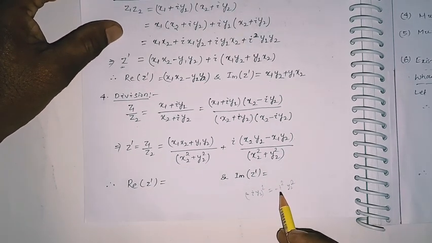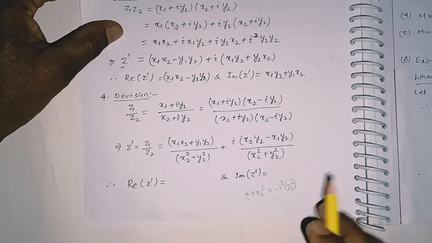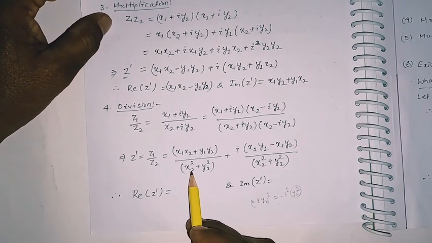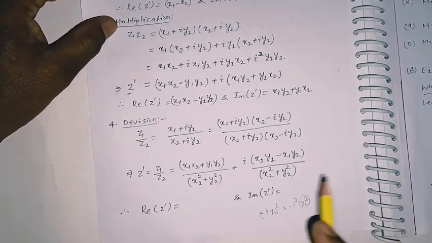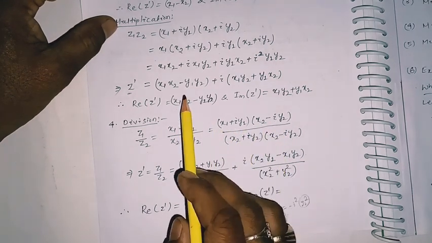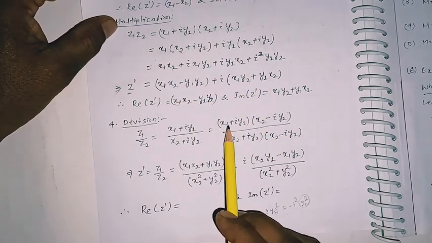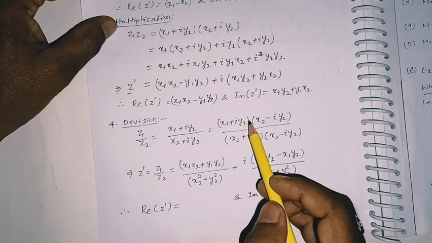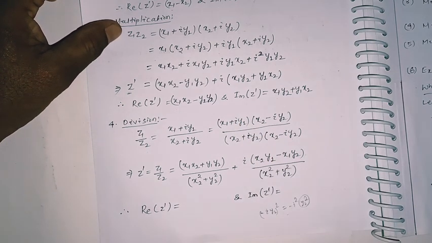So minus y square, i square is -1, and already a minus is there, so it will be +1, so only y2 square. So in the denominator we can find x2 square plus y2 square. In the numerator you just multiply.